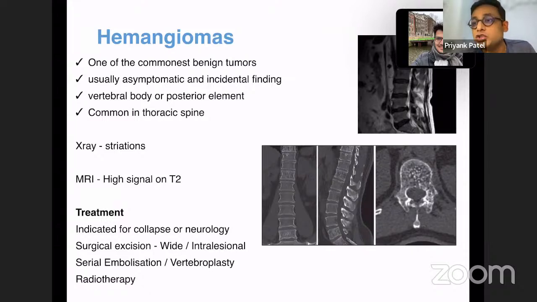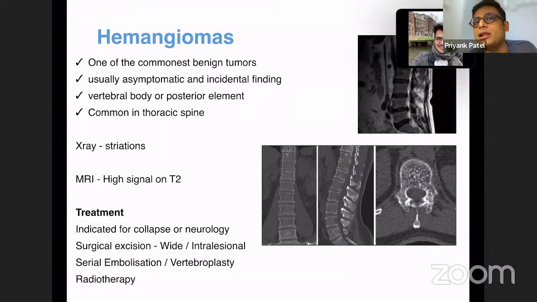Coming back to our primary tumors, we have hemangiomas, which are other common tumors that we see, and they are one of the commonest benign tumors in the spine. They are asymptomatic. They are incidentally found in so many of the MRIs. You have patients panicking that they have hemangiomas, but it's very normal. It is seen commonly in the vertebral body and also sometimes in the posterior elements. And a common area is the thoracic spine.